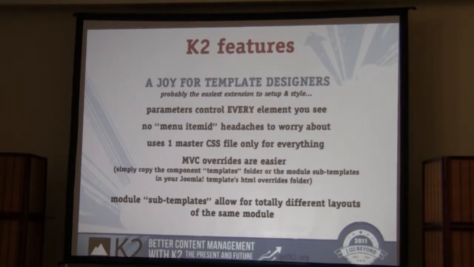We also have one master CSS file, just to hold things together and play nice with most templates. And like I said, the MVC overrides are very easy to use. They're very well commented and structured, and it's just one folder that you copy from the component and paste within your template. We're extending this templating in modules as well, because we offer module sub-templates. That means you can have the same module displaying items from different categories in copies, but with completely different layouts, without needing to do any weird stuff with CSS.